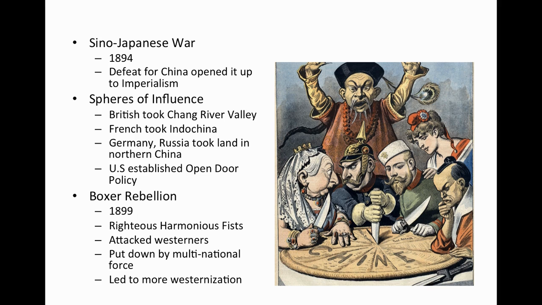The Sino-Japanese War, a war between the Japanese and the Chinese, was a defeat for the Chinese in 1894, opening it up further to imperialism. And that leads to something called spheres of influence. So as a result of that war, as China became more weakened by the early 1900s, that's when basically China gets divided up like a pizza, as you can see in the cartoon. The British would take the Chang River Valley and govern that part of China. The French would basically govern or oversee Indochina, which would be Vietnam today. Germany and Russia would take land in northern China.